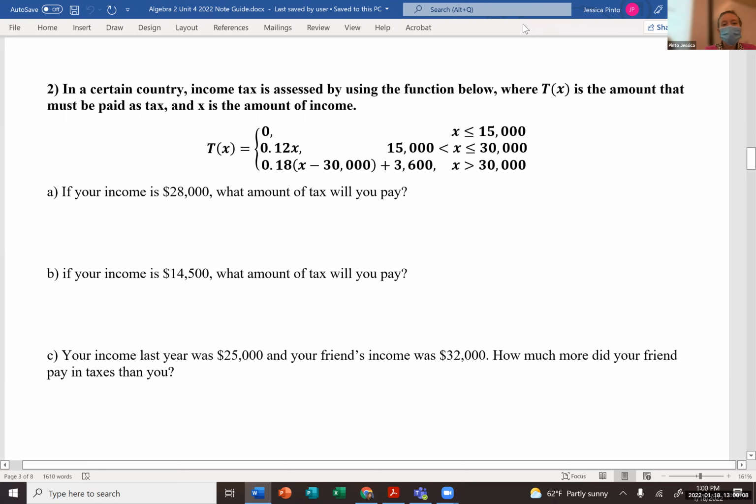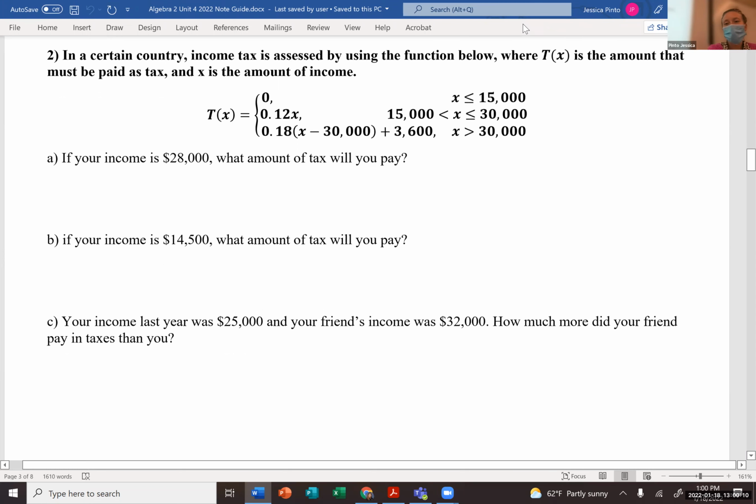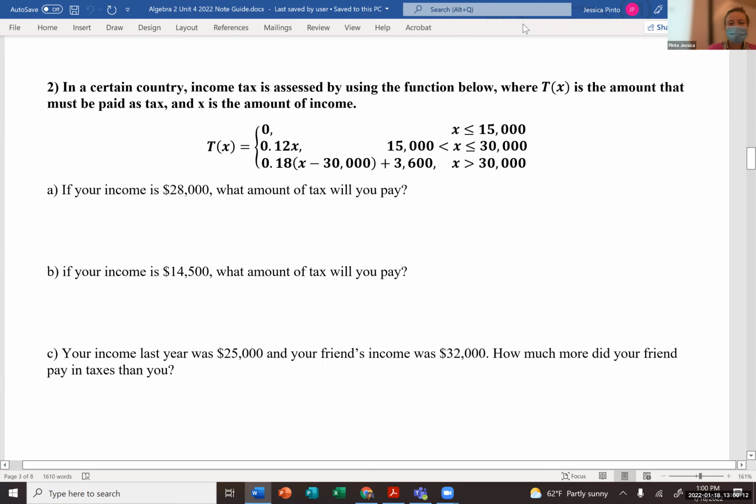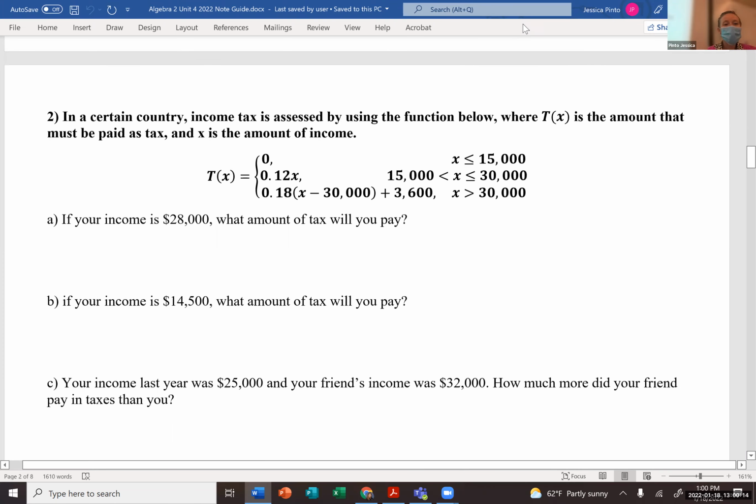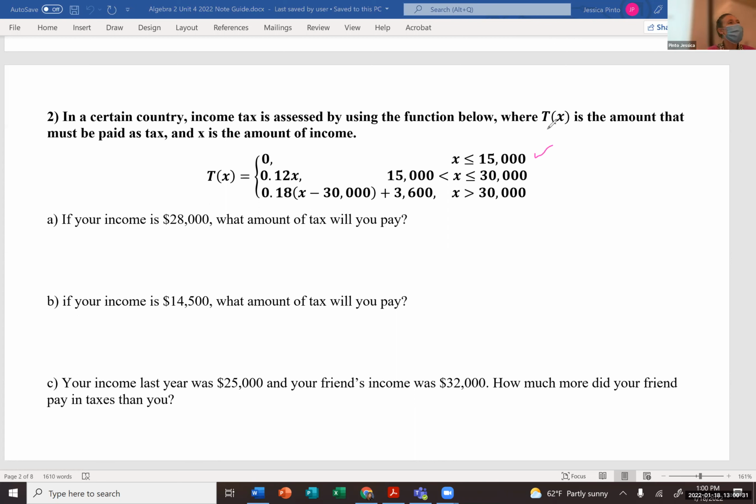Question number 2 is talking about taxes. Oh, students' favorites. So in a certain country, income tax is assessed by using this function where T of X is the total amount of tax that must be paid and X is the amount of income. Great. So let's understand it. Tell your neighbor how much you have to pay if you earn $15,000 or less.